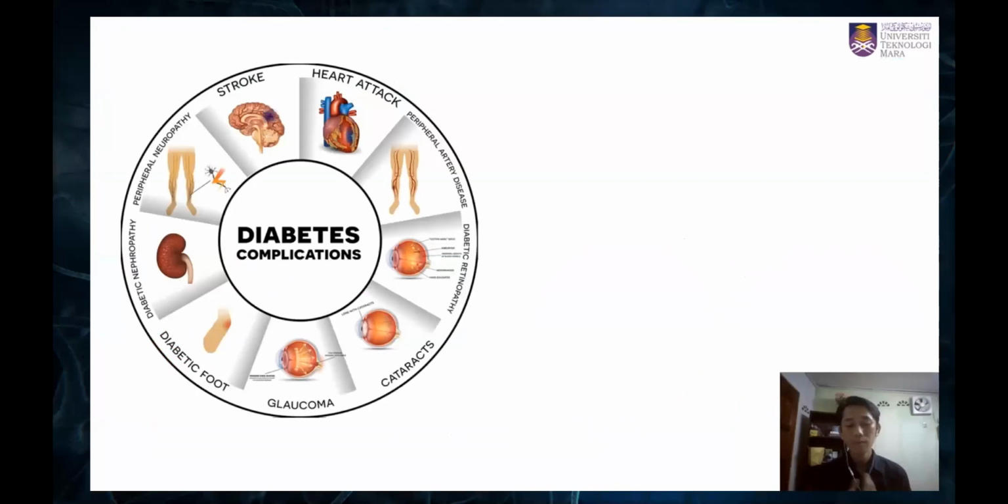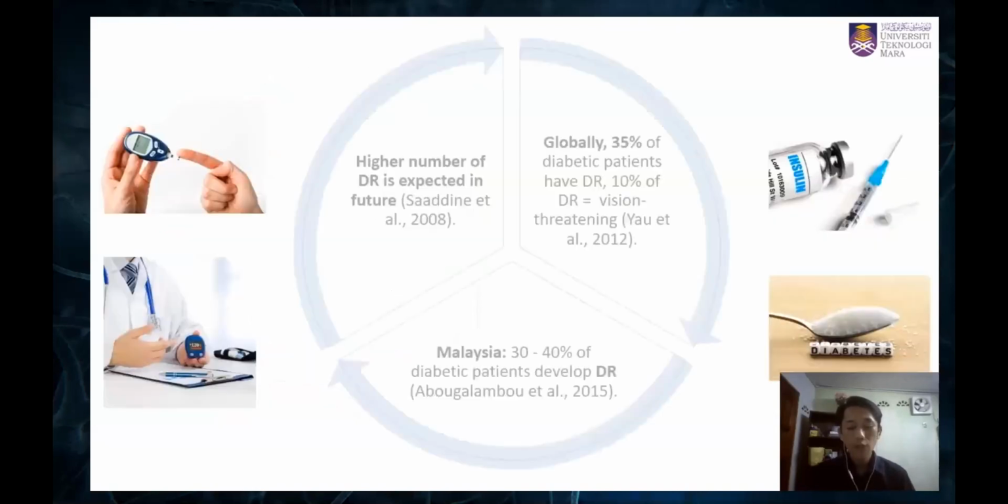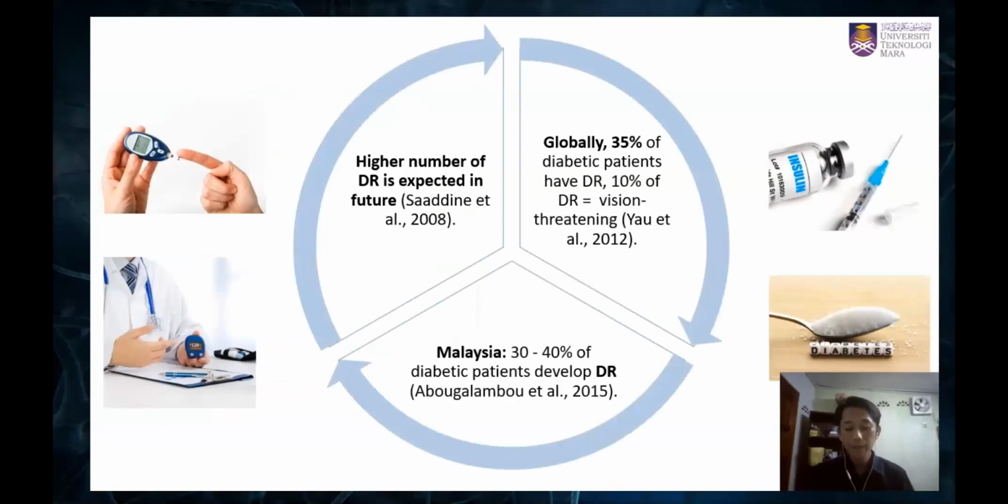There can be a lot of consequences or complications as a result of diabetes, especially in cardiovascular, neurologic, and urinary system. But diabetes can also provide major impact in the eye by diabetic retinopathy or DR, which is the commonest microvascular complication of DM. So in global, 35% of diabetic patients develop DR and 10% has vision-threatening problem. This epidemiology is the same as in Malaysia. It is expected to increase from time to time.